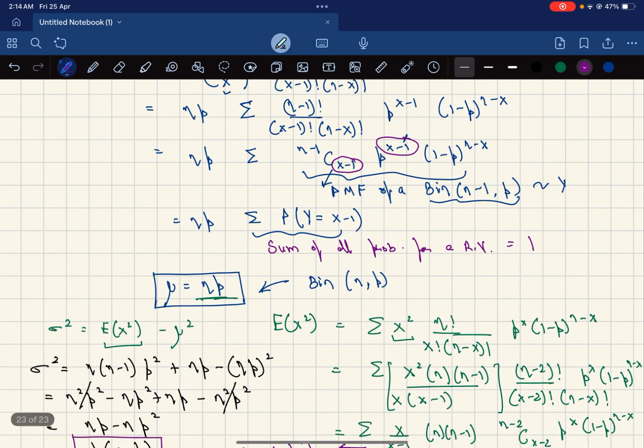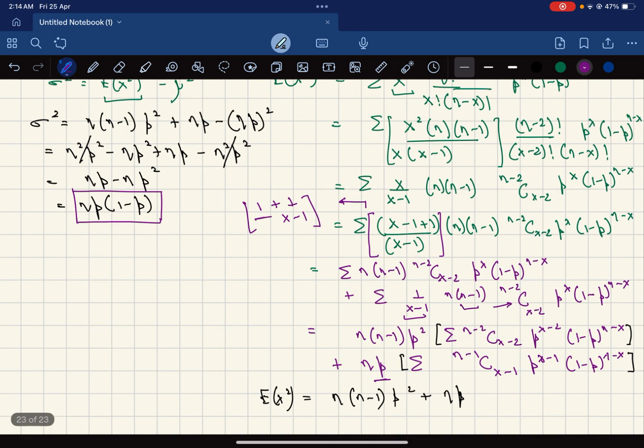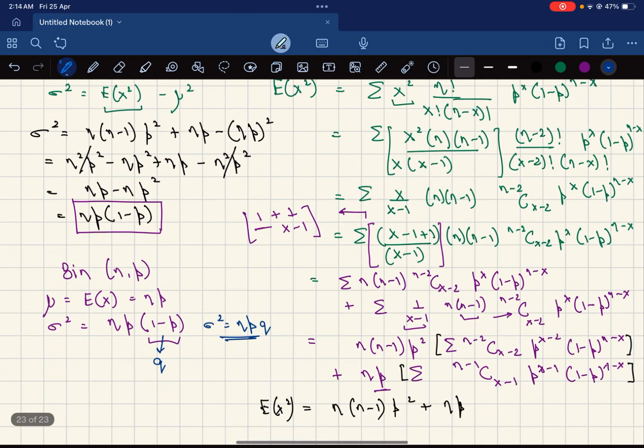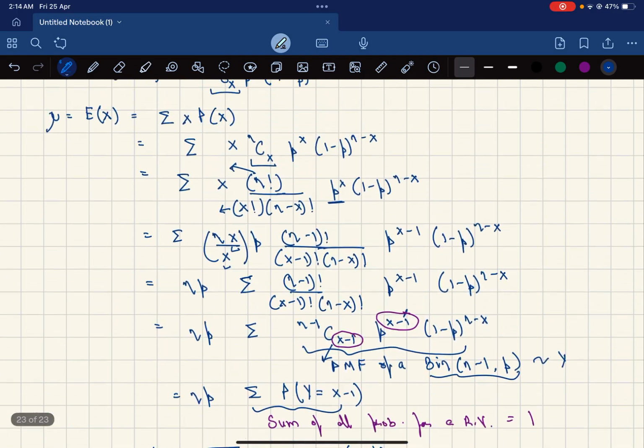So just looking at the final formulas again, for a binomial distribution with parameters n and p, the mean or the expected value is computed as the product of the parameters, while the variance is computed as the product of parameters multiplied by the complement of the probability. This is sometimes also represented as q, and therefore we can write sigma square as npq, where q is the complement of the probability, which is 1 minus the probability parameter itself. So this is how we compute the expected value and variance of a binomial distribution.